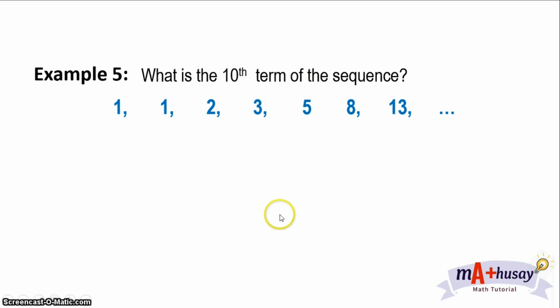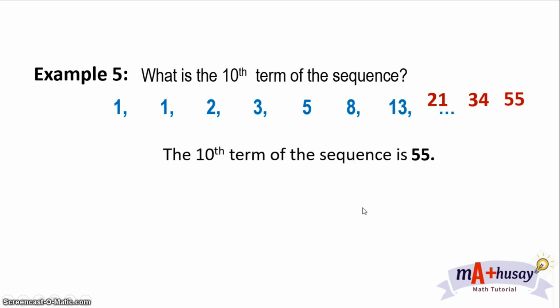So, to get the 10th term, we have the 7th term already, right? So, to get the next term, 8 plus 13, you'll get 21. 13 plus 21, you get 34. 21 plus 34, you get 55. Therefore, the 10th term of the sequence is 55. This is an example of a Fibonacci sequence.